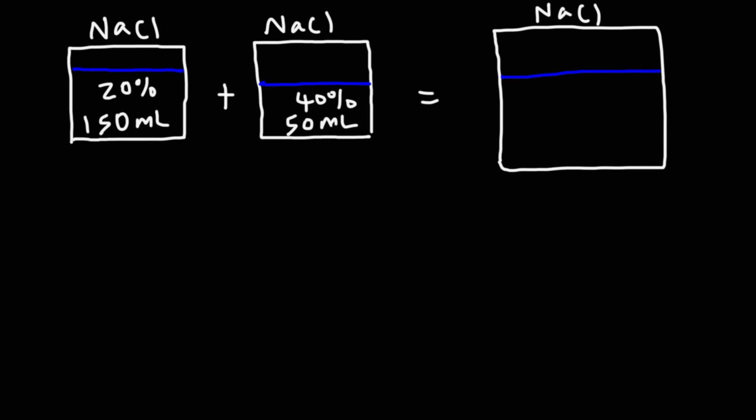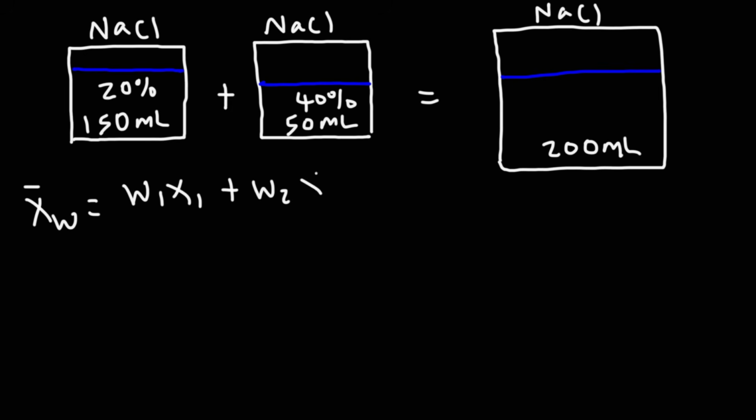We know that if we add 150 milliliters of liquid with 50 milliliters of liquid, the total amount of liquid that we will now have is 200 milliliters. But what will be the new concentration? In this case, we could use the weighted average formula. So let's start with this formula again. We know W1 x1 plus W2 x2 divided by W1 plus W2 will give us the weighted average of x.